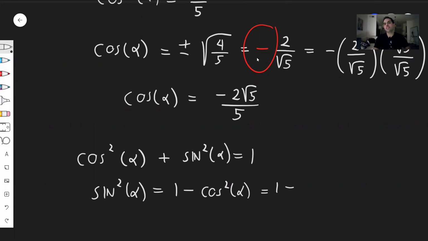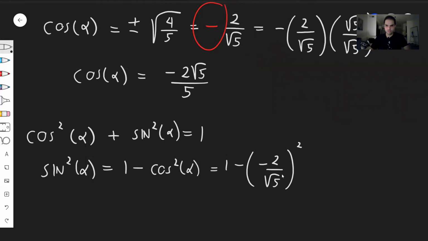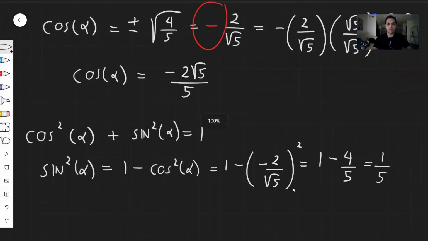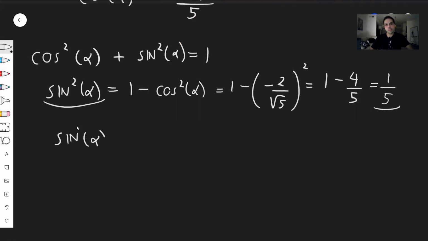It turns out for this simplification, the first thing is better, because if you square minus 2 over square root of 5, you just get 4/5. So 1 minus 4/5. And again, careful not to cancel out those two signs. And you get 1/5, which tells you, again, sine squared equals 1/5. So sine is again plus or minus square root of 1/5. Again, is it plus or is it minus?